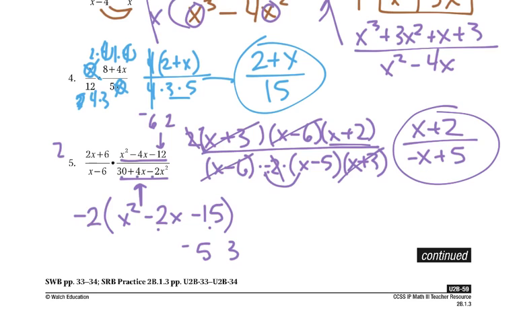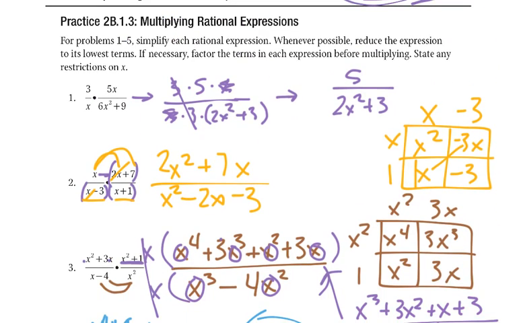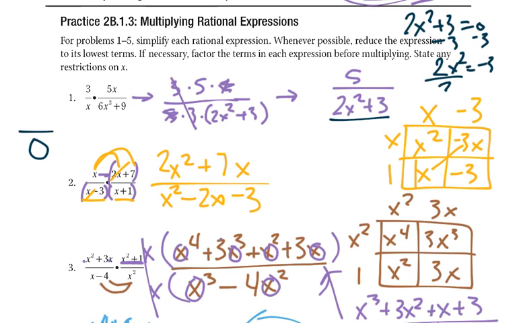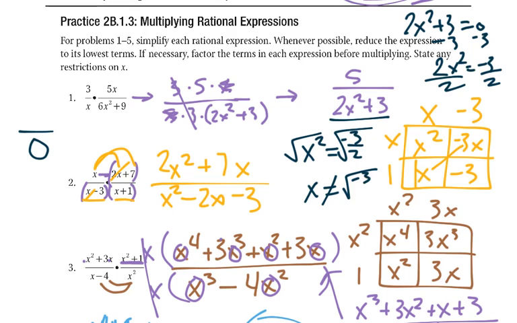State any... Oh, was I supposed to state restrictions too? I always forget that. Remember, restrictions for rationals are it cannot be 0 on the bottom because you can't divide by 0. So what would make this 0? 2x squared plus 3. We set it equal to 0, minus 3, 2x squared equals negative 3, divide by 2, so x squared would equal negative 3 halves, take the square root of that, so x cannot equal the square root of negative 3 over 2. That's our restriction on that one.